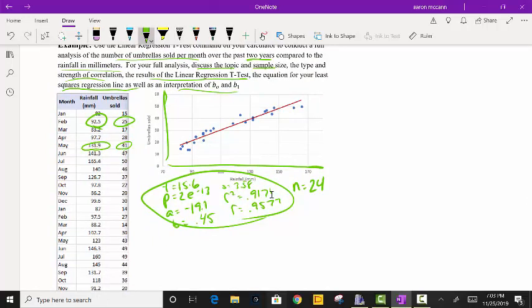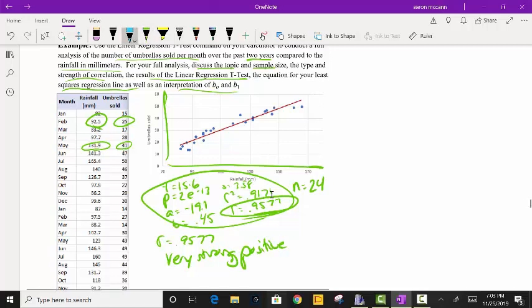The type and the strength of the correlation comes right here. The fact that r is equal to 0.9577 means that we have a very strong positive correlation between the two. Okay, so that's what we pull from that information.